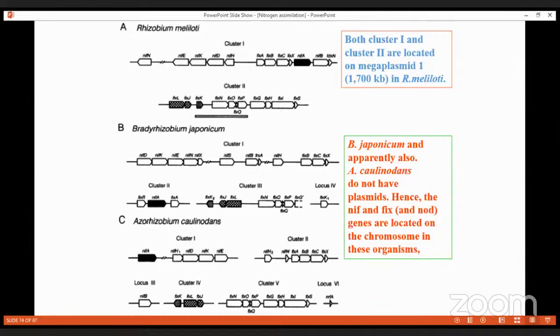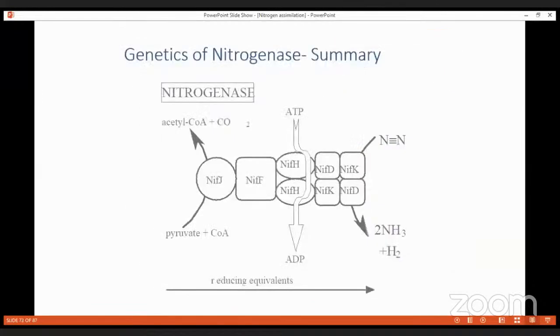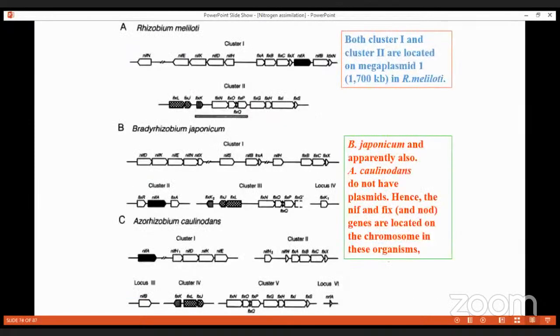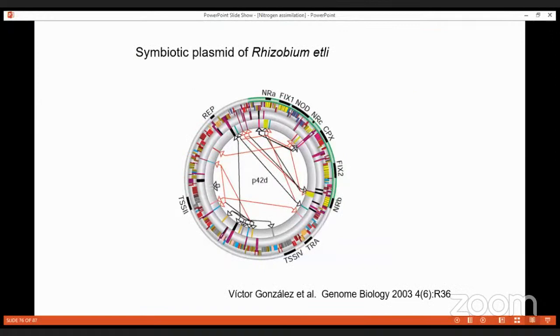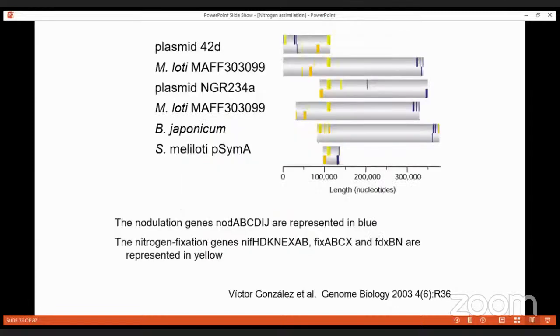A, L, H, D, K. Okay, then the J and F, these genes you have to remember. This is the example of a symbiotic plasmid from Rhizobium, but you don't need to mug it up. You can see different fixation, nodulation, and NRC genes are there for this plasmid to work inside the plant. No need to remember all this.